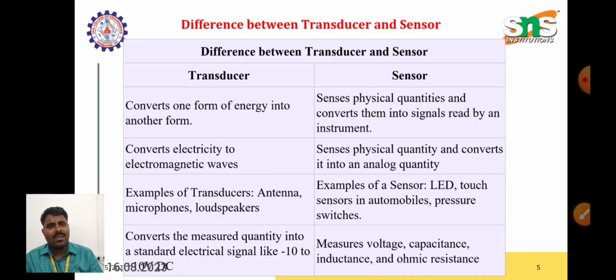And the second one converts electricity into electromagnetic wave. But here it senses the physical quantity and converts it into an analog quantity. Okay. And for the third one, the transducer examples are like an antenna, the microphone we use in mobile phones, and loudspeakers. These are examples for transducers. They just convert one form into another form. But a sensor is like a light emitting diode, a torch sensor in automobiles, pressure switches, etc.